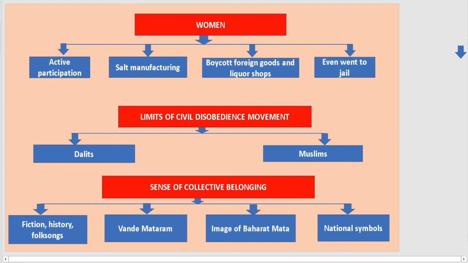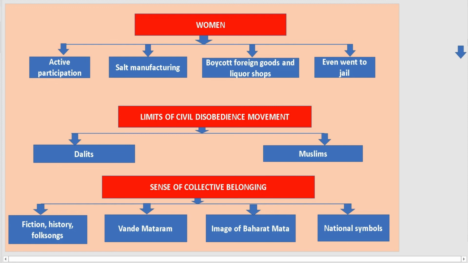Now here is how the sense of collective belonging is related to the people. First of all, history and folk songs. Next, Vande Mataram. This kind of hymns and songs were created. National flag, image of Bharat Mata, and national symbols. By that also a sense of collective belonging arose, that we are all Indians, citizens of the same country. The love and patriotic feeling towards the nation was raised. Because of that, many people participated in this movement, and we were able to get our independence.